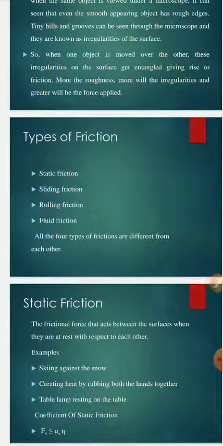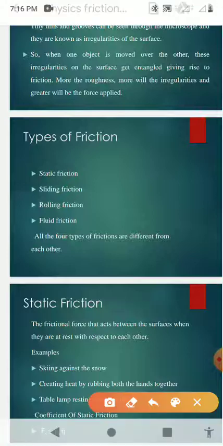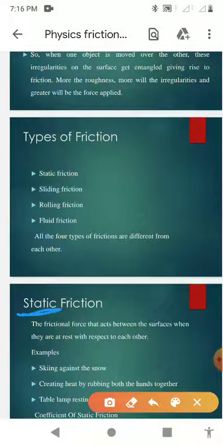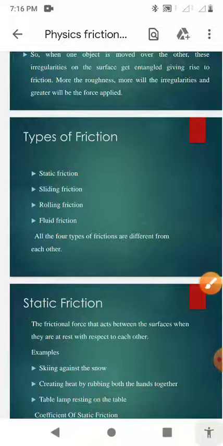When we discuss static friction, in this type of friction, the frictional force acts between the surfaces when they are at rest with respect to each other. As its name indicates, it is static. When two surfaces are in a static position or resting condition and a frictional force is acting between them, that friction is known as static friction. We will see one simple example of static friction.